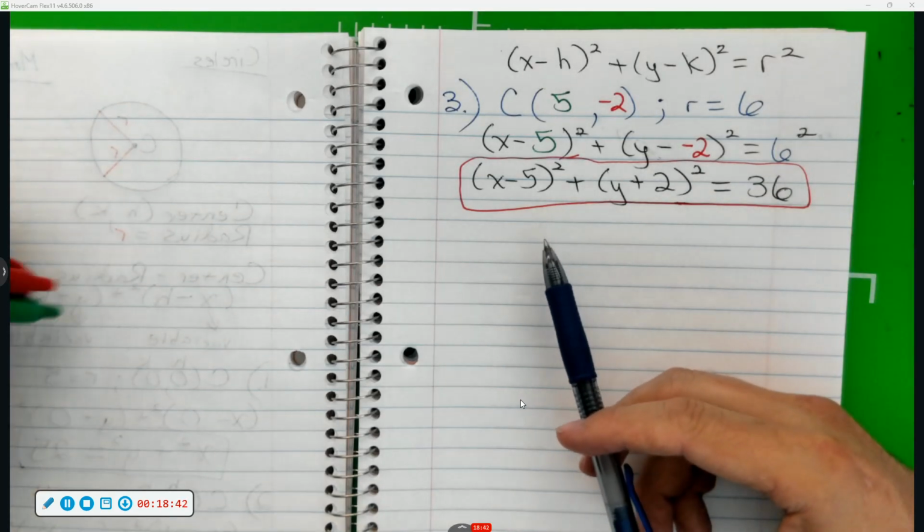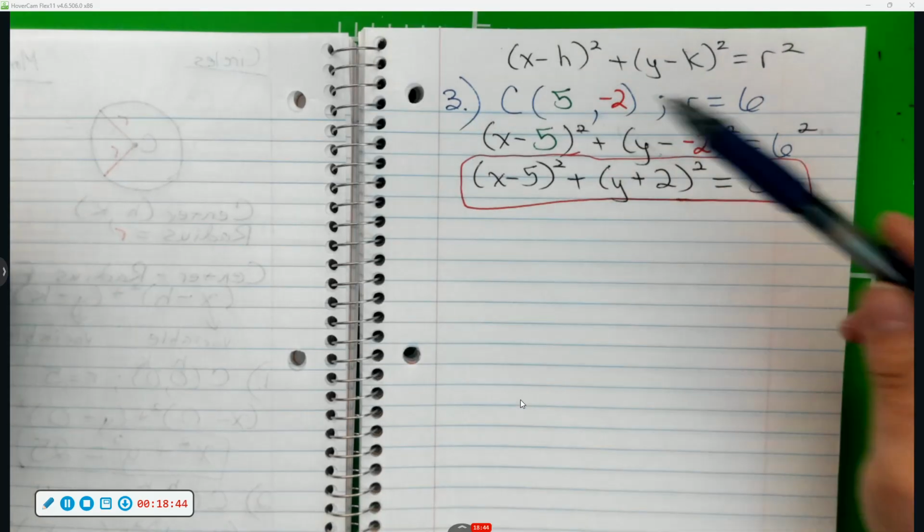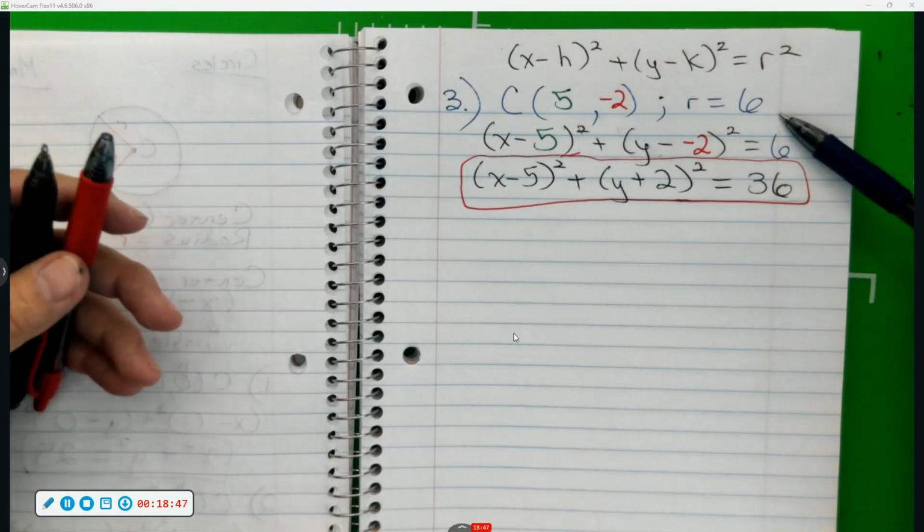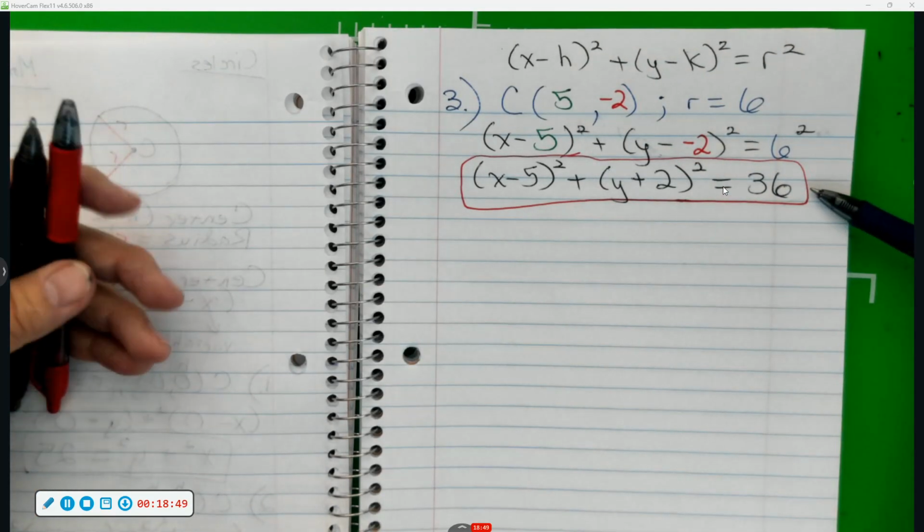You foiled, and then you factored. Here, they gave us this. They've been giving us the center and the radius. We wrote the equation.